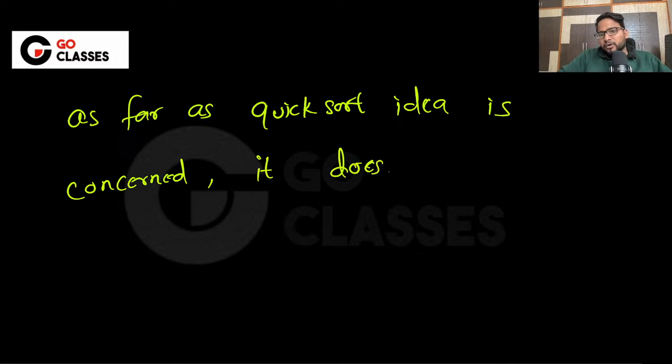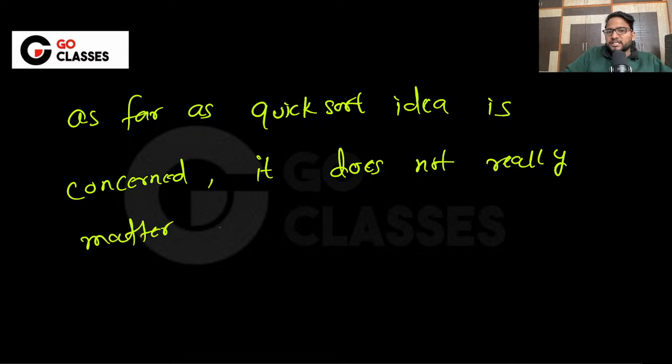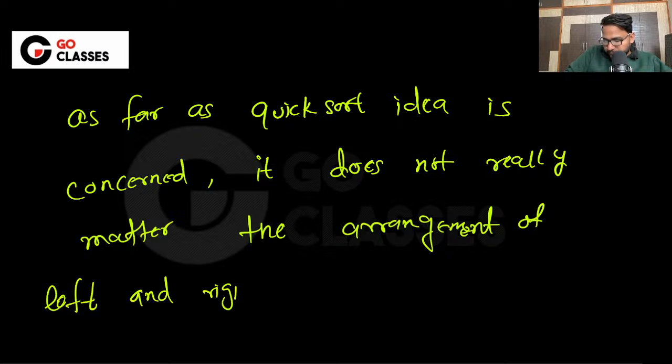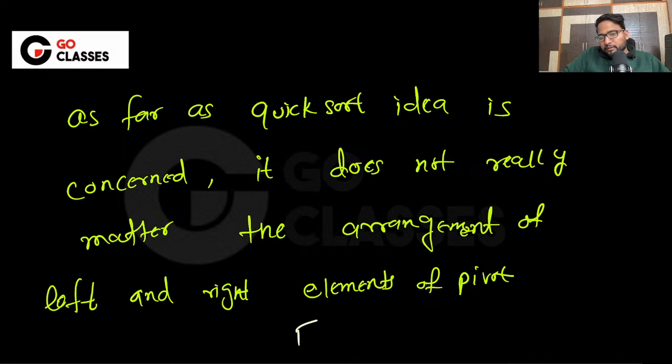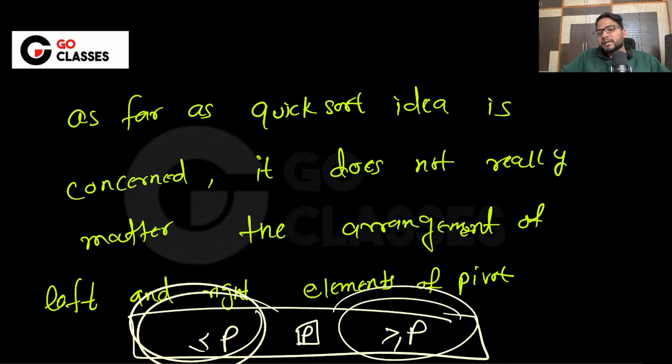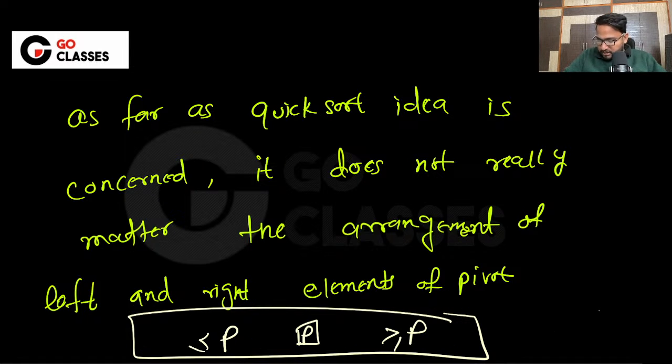the arrangement of the left and right elements of the pivot does not really matter. What really matters is that the left of the pivot could be lesser than or equal to the pivot, and the right could be greater than or equal to the pivot, but what is the arrangement of these doesn't really matter. It depends on your own implementation.